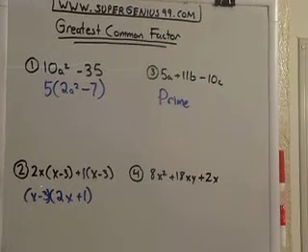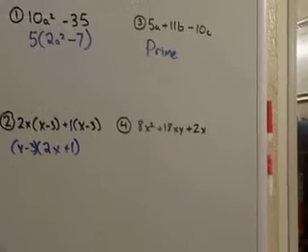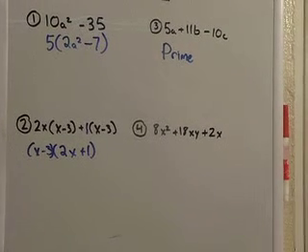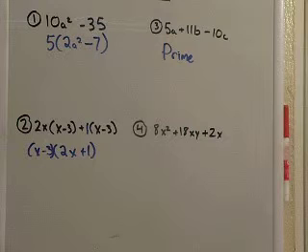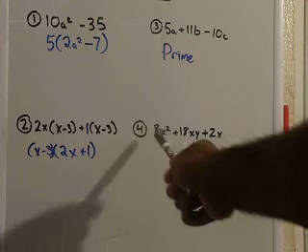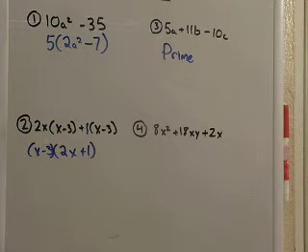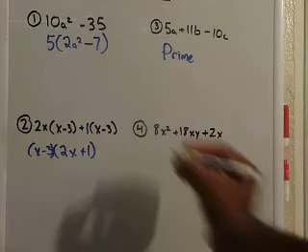What about number 4? Here we have 8x squared plus 18xy plus 2x. I can see they all have a common factor of 2, because 8, 18, and 2 are all divisible by 2. And they all have a common factor of at least 1x. So I can take out a 2x from all of them.